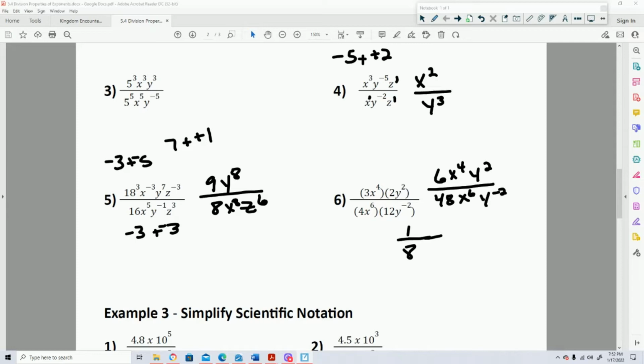Okay, 4 minus 6 on the x's. 4 minus 6 is negative 2. That means put it on the bottom, x squared. 2 minus negative 2 looks like that. 2 plus 2. Okay, minus negative becomes plus. That is 4. y to the 4th goes on the top. And that is simply simplifying rational numbers with exponents.